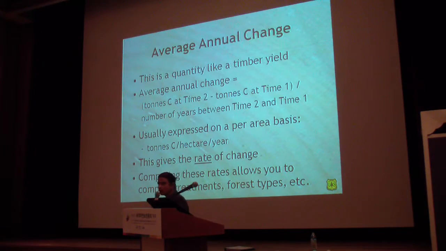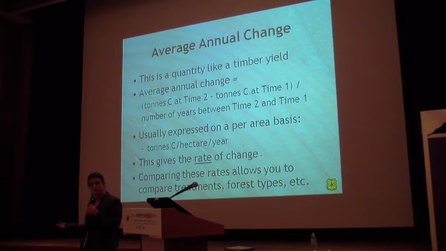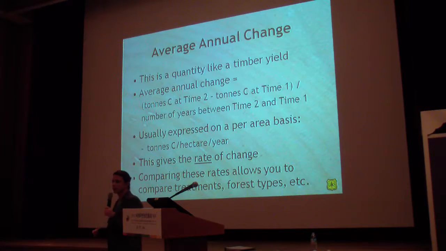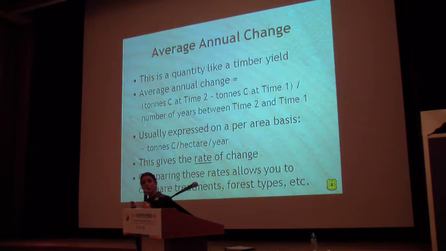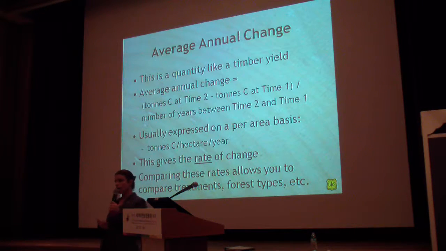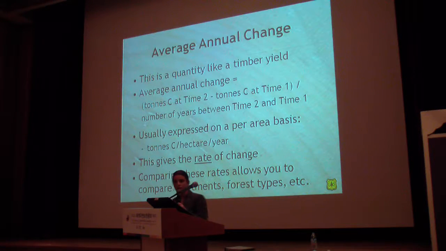So I call this average annual change. It's a lot like a timber yield. People have different names for it. But you do want to do those net changes in the stocks. That's important. But this is really helpful when you want to make any kind of comparison. So if you want to compare management treatments, age classes, forest types, perhaps different regions of your country, whatever you might want to compare, this is how you do it.